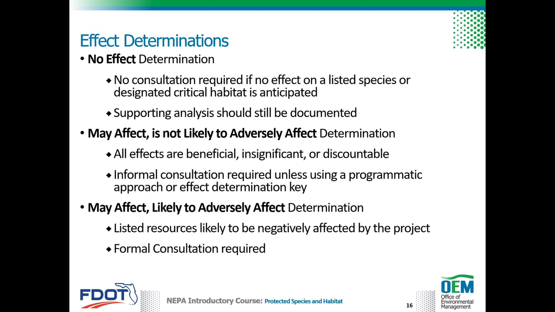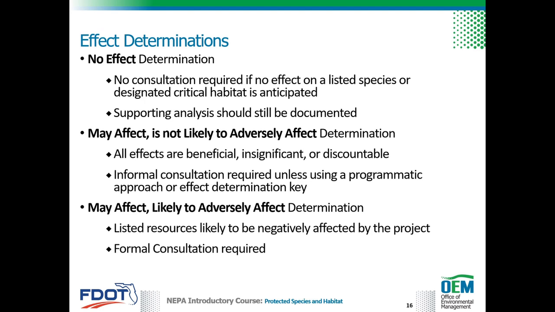There are three possible effect determinations that can be made for a listed species or designated critical habitat. A no effect determination means no effect whatsoever. Neither detrimental nor beneficial to a species or critical habitat is anticipated in the short term or long term. Consultation with the services is not required when this determination has been made.